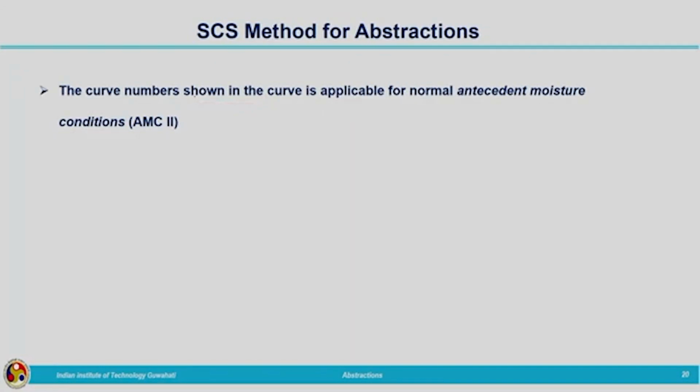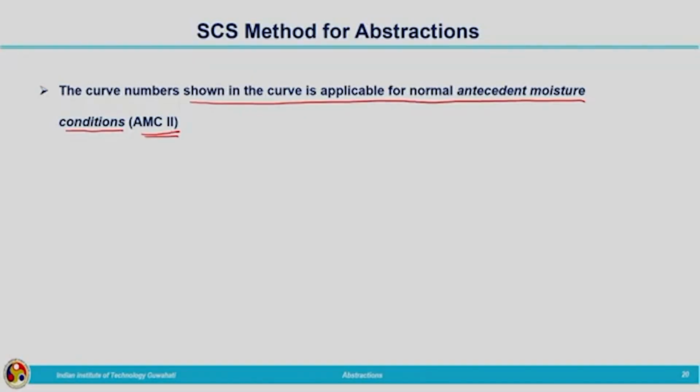And the curve numbers shown in the curve is applicable for normal antecedent moisture condition. We were having 3 moisture conditions, AMC1, AMC2 and AMC3. So, the curve numbers which is shown or the curves which is shown is corresponding to AMC2. AMC2 is representing the average conditions.